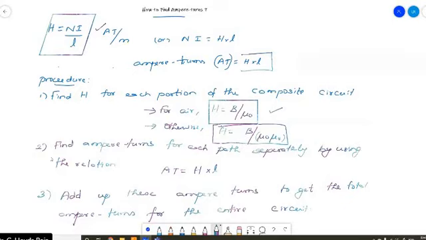So we need to find the ampere turns of each path separately by using this relation that is mentioned here. And then we need to add up these ampere turns to get the total ampere turns for the entire circuit. Just like we did for the case of reluctance, we need to do for finding ampere turns as well. So we need to analyze section after section and then add everything together. That will give us the total ampere turns.